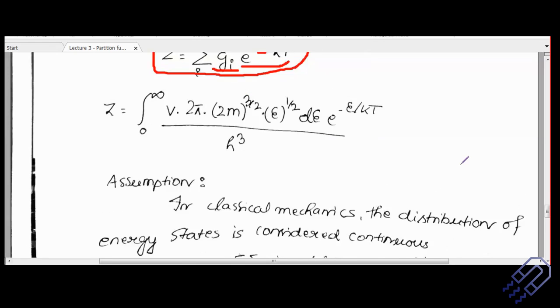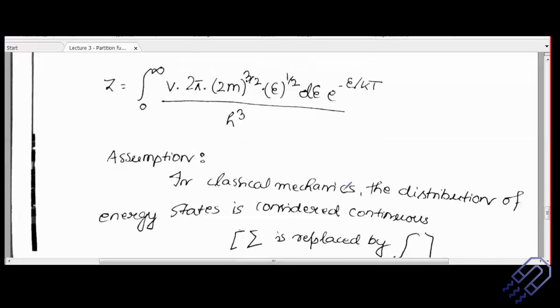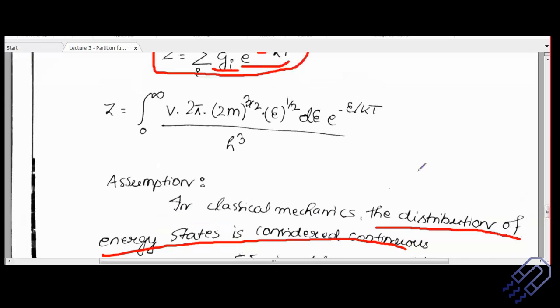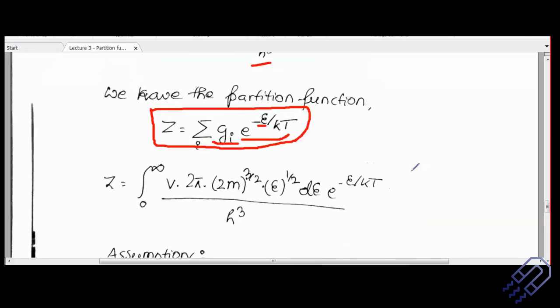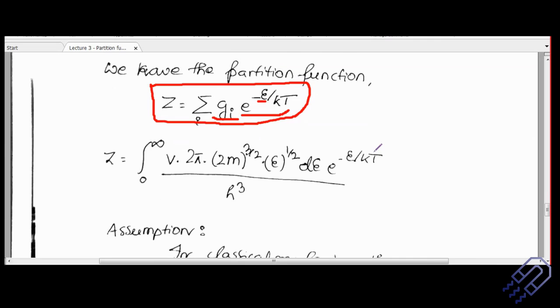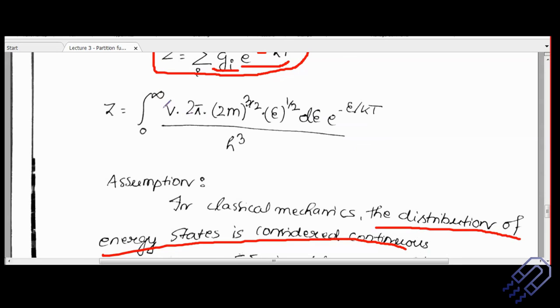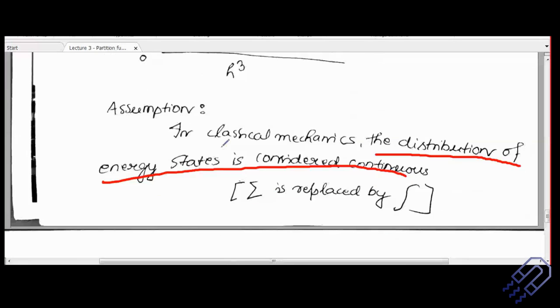Okay, because in classical mechanics, or in the classical approach, the distribution of the energy state is considered continuous. I hope you already know it. Even if you don't, at the beginning of the class I told you the difference between summation and integration. So if we replace the summation with integration, we have this.